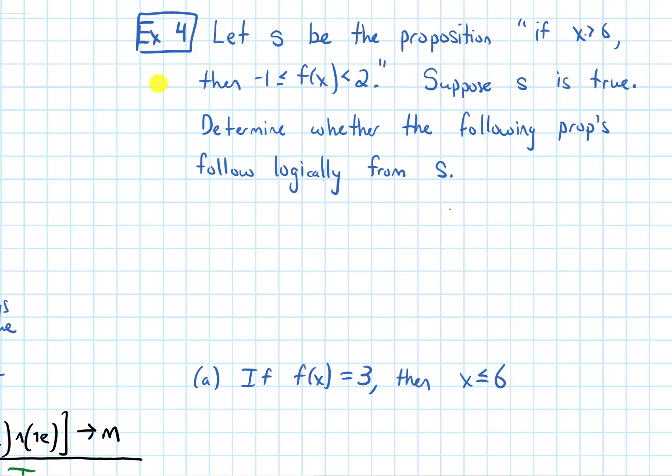This example says, let S be the proposition: if x is greater than 6, then -1 is less than or equal to f of x is less than 2. Suppose S is true. Determine whether the following propositions follow logically from S. Okay, so there's a couple of things that I want to note about this. The first is that S is an if-then statement. So I'm going to call the if portion P, and I'm going to call the then portion Q. And I also want to note something about this notation f of x and what that means.